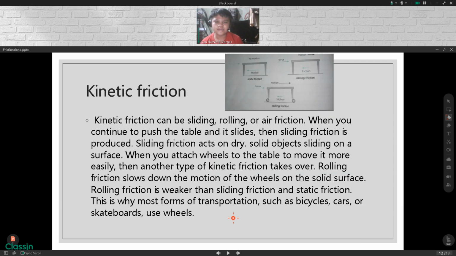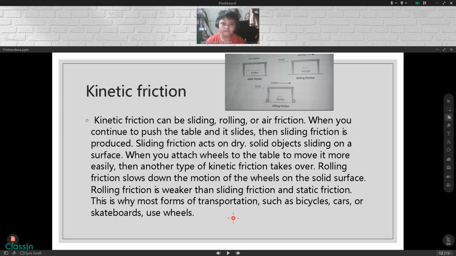Kinetic friction can be sliding, rolling, or air friction. When you continue to push the table and it slides, then sliding friction is produced. Sliding friction acts on dry solid objects sliding on a surface.